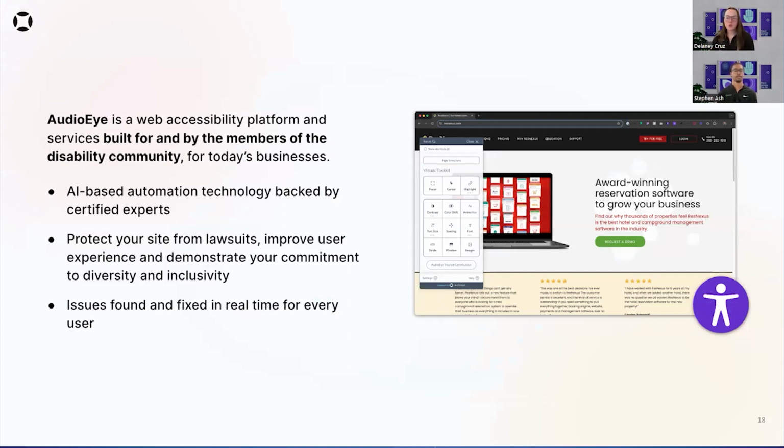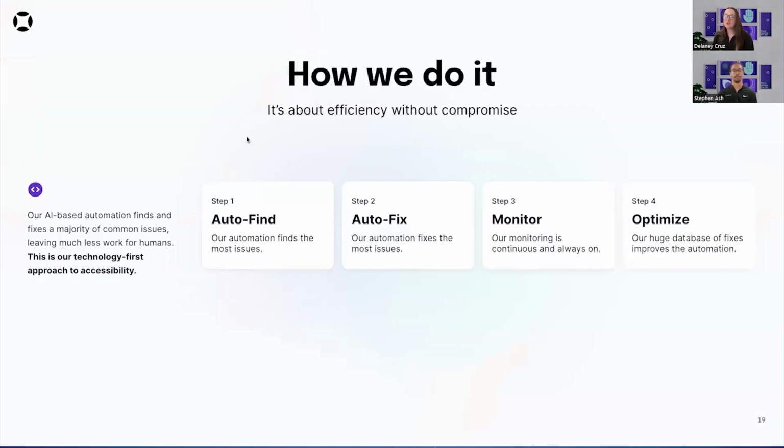The way that our solution works is we are a JavaScript-based technology. So essentially, once our solution is installed on a website, we are actively monitoring that website and additional new content added for accessibility issues. In that process, we are able to find issues as well as fix them in real time for every user. So the way this kind of looks, how we do it, is our AI-based automation finds and fixes a majority of common issues, leaving much less work for humans. This is our technology-first approach to accessibility.